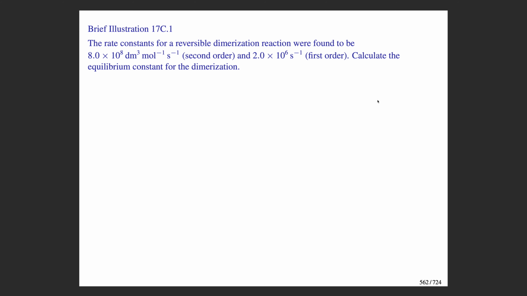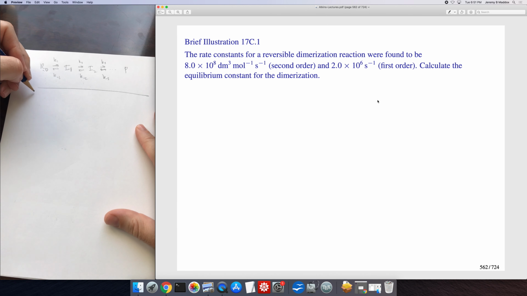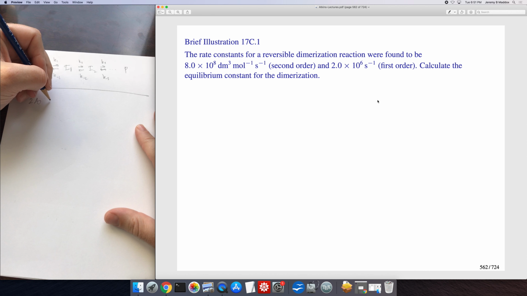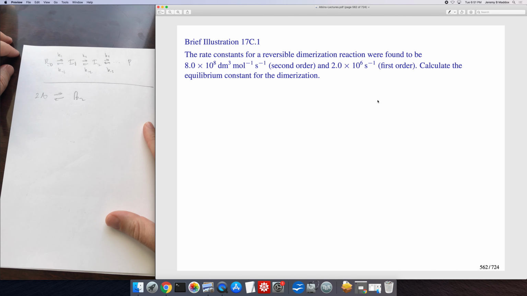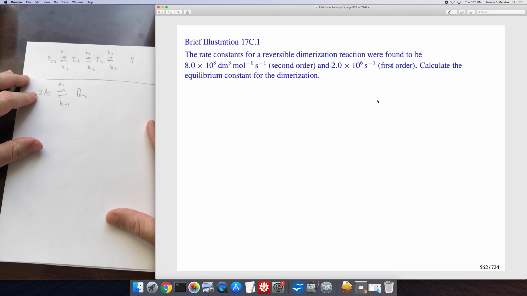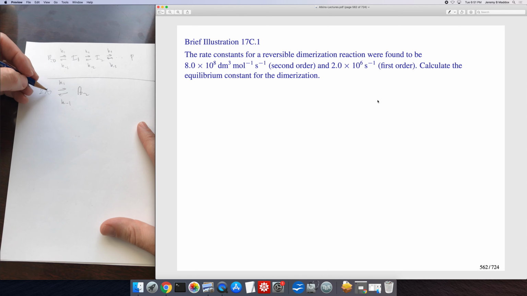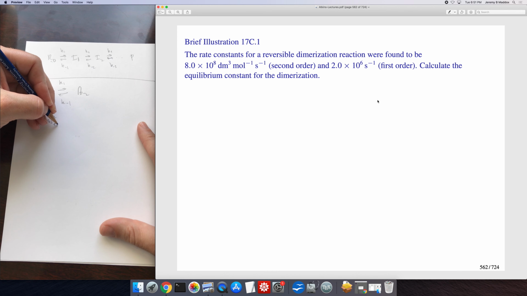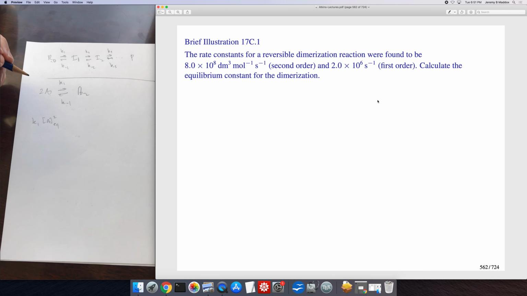In this problem here, they're asking us to consider a dimerization reaction. They give us the two rate constants, the forward rate constant and the reverse rate constant, and they're asking us to calculate the equilibrium constant. So we would say that the forward rate, k1 [A]^2, at equilibrium, second order in the forward direction. That's what they tell us.